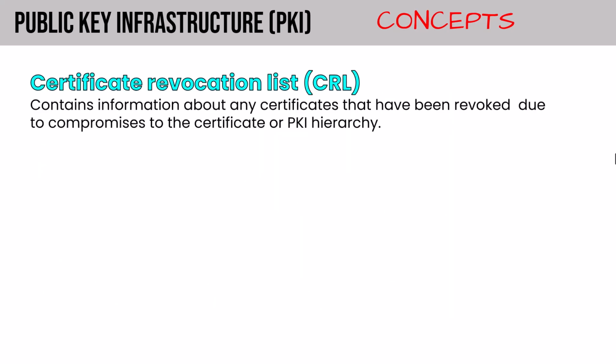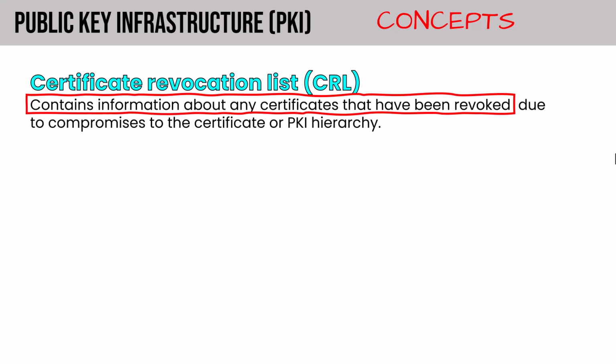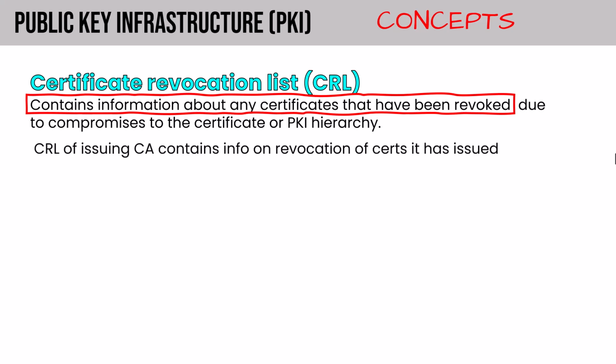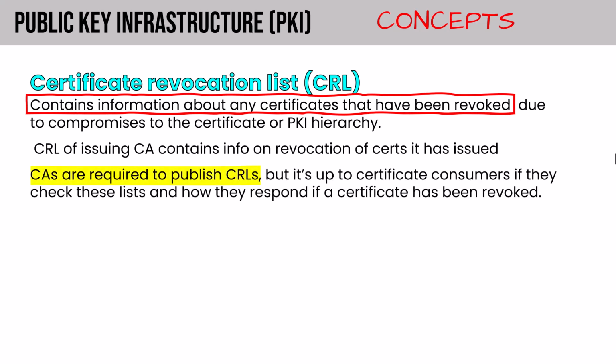The certificate revocation list contains information about any certificates that have been revoked due to compromises to the certificate itself or to the PKI hierarchy. The CRL of the issuing CA contains information on revocation of certificates it has issued to clients, devices, for websites, etc. And CAs are required to publish CRLs, but it's up to certificate consumers if they check these lists and how they respond if a certificate has been revoked. For example, if you have a web application to which clients authenticate with a certificate, it's up to that web application to go check the CRL of that PKI to see if the certificate is indeed still valid or it has been revoked for some reason.